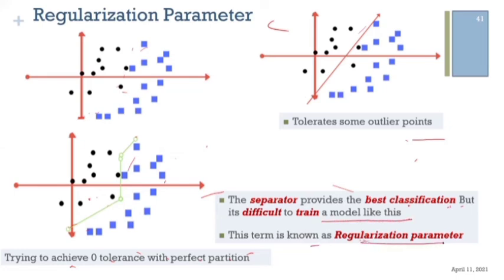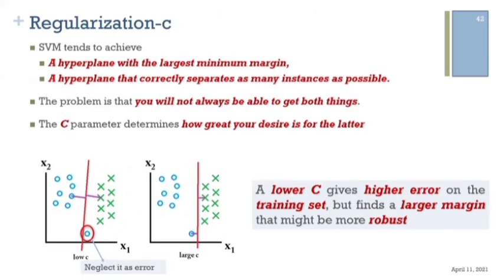This term is known as the regularization parameter. You see, this is wishful thinking. We want to get everything, but then how can you train a system like this? No. Our regularization parameter will help guide us. How are we going to do it? Now, with this regularization, the most important one is C.